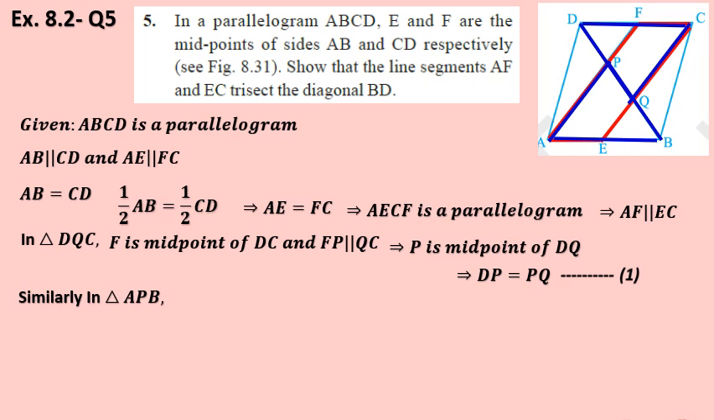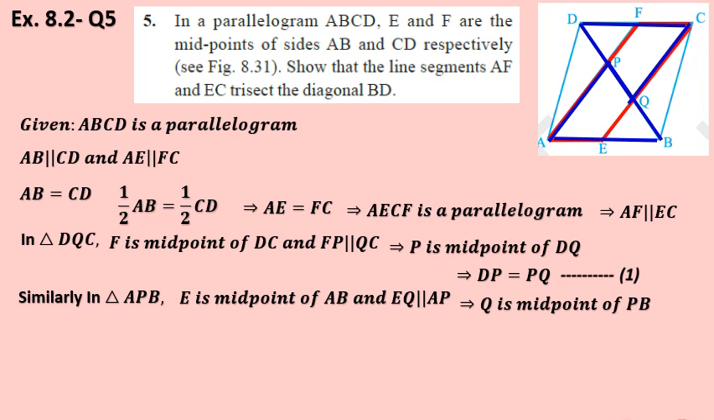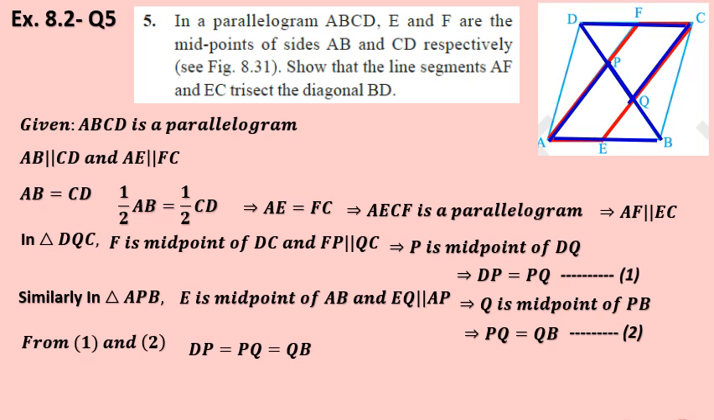Next, in triangle APB, E is the midpoint of AB, EQ parallel AP. Therefore, Q is the midpoint of PB. So, PQ equal to QB. Now, from 1 and 2, we got DP equal to PQ equal to QB. That means AF and EC trisect diagonal BD.